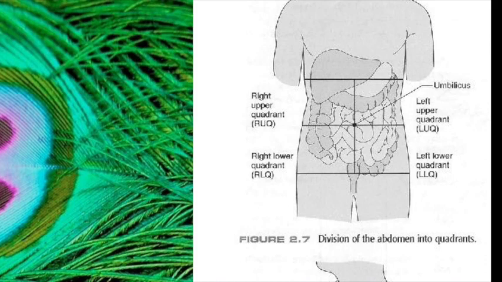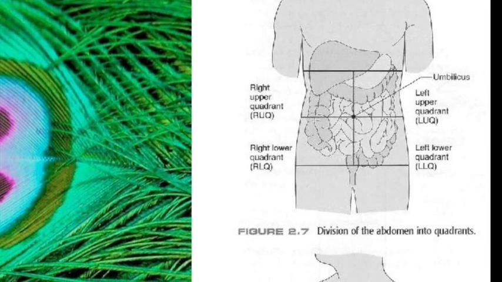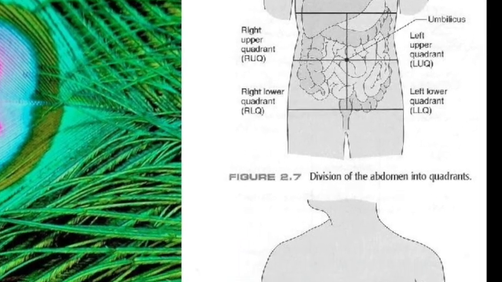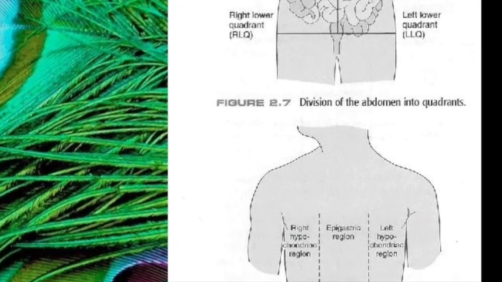Describing where an organ or a pain is located is made easier by dividing the abdomen into four imaginary quadrants. Quadrant means divided into four. These are the right upper quadrant, left upper quadrant, right lower quadrant, and left lower quadrant, each abbreviated with the first letter of the quadrant. Another descriptive system divides the abdomen and lower portion of the thorax into 9 regions.